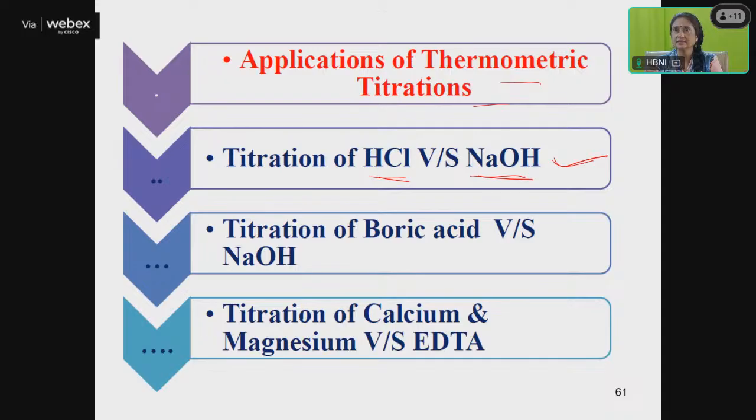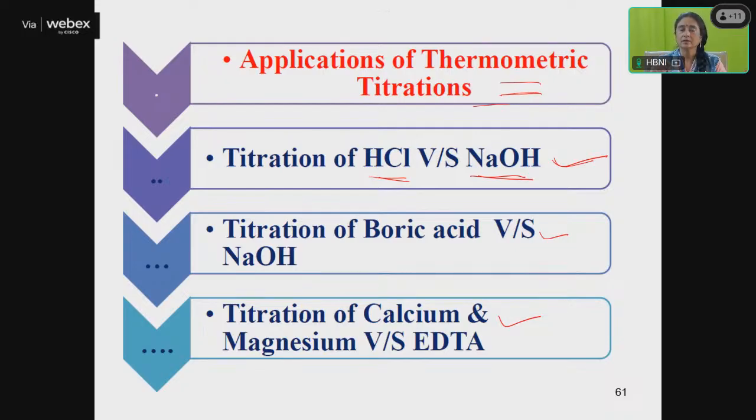Wherever there is a heat change involved, that type you can do with a thermometric titration assembly. Boric acid versus NaOH, and titration of calcium and magnesium versus CDTA, which is typically known as complexometric titration. All this type of titration, which we have seen normally with burette and pipette, we can do by using an indicator, or by using a potentiometer also.